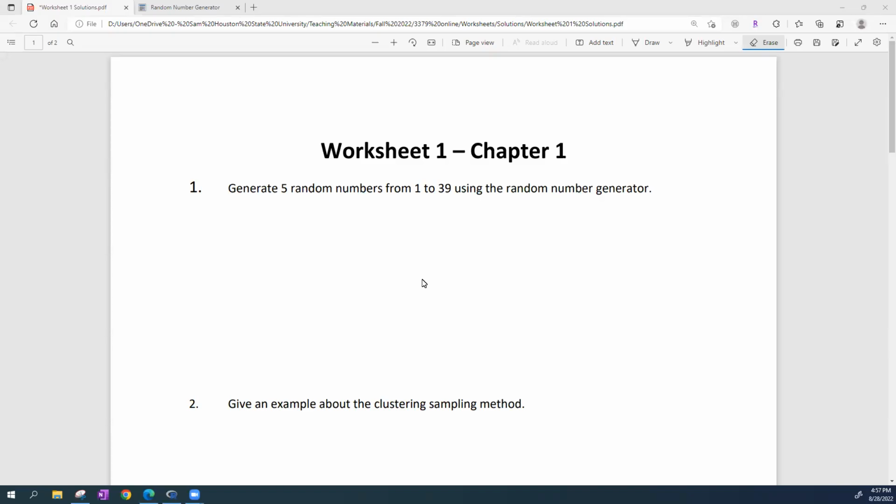Hello, everyone. Now let's look at the solutions for the practice problem for chapter 1.